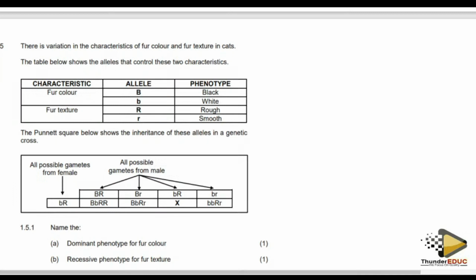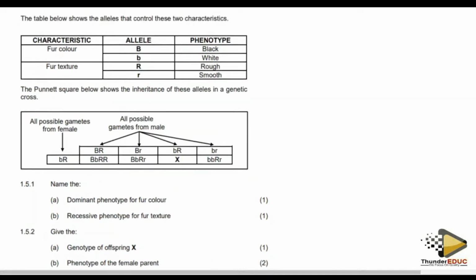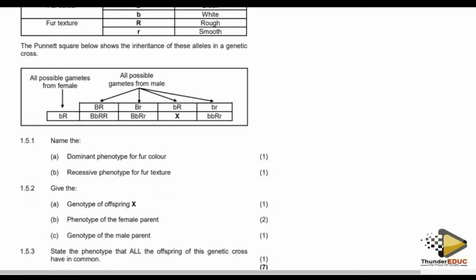What is next? They're saying that you have these characteristics. The Punnett square below shows the inheritance of alleles in the genetic cross. All right, here is the Punnett square. Name the dominant allele for fur color. Where you see a capital letter, it means the dominant allele. So this is B. So the answer here is going to be black. And then the recessive phenotype for fur texture is going to be smooth.